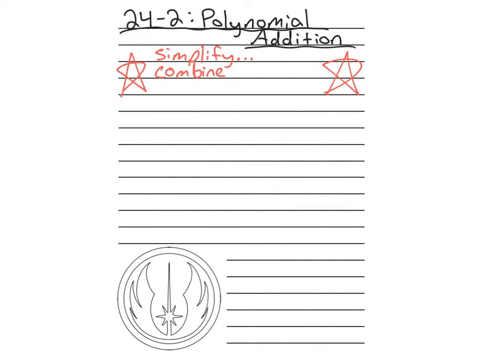All right, we're looking at polynomial addition. It's just simplifying polynomials by combining the coefficients of like terms. Okay? Combine coefficients of like terms. And how do we determine what are like terms? What's the criteria? What has to match?